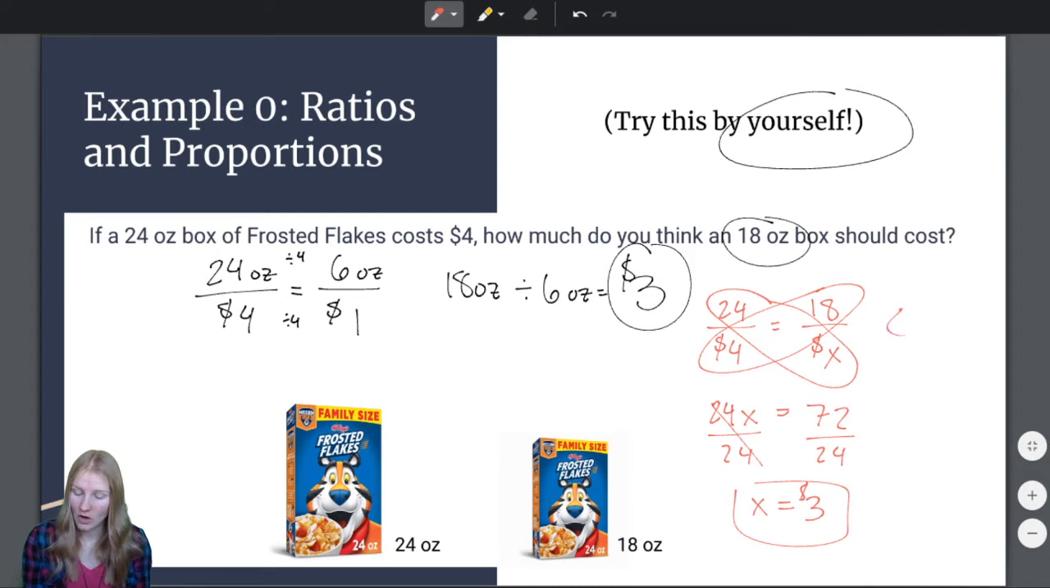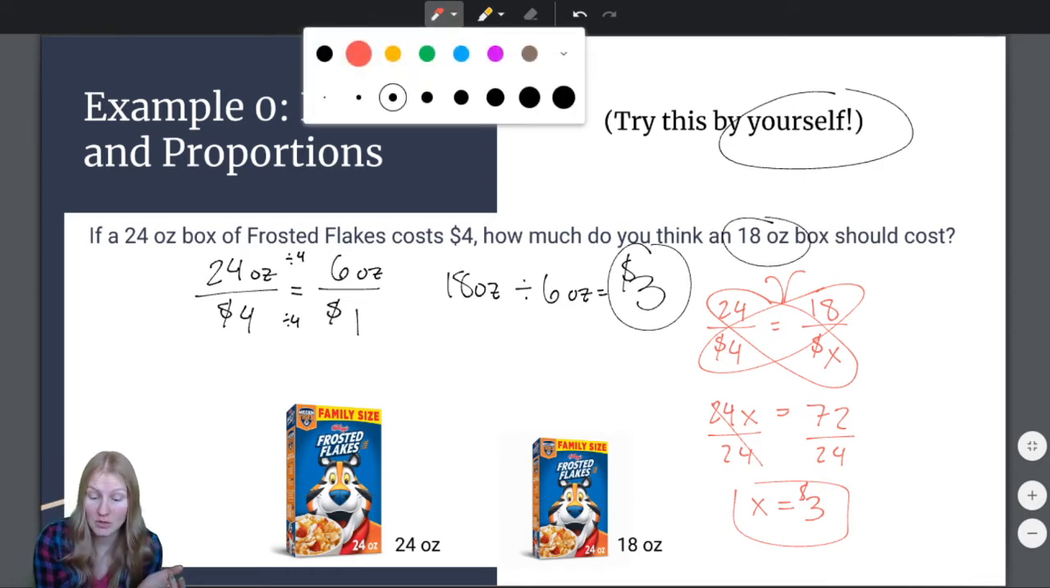I like to call this butterflies. When we cross multiply, it kind of makes a shape that looks like butterflies. So, I like to call cross multiplication butterflies, because cross multiplication sounds big and fancy, but butterflies, those don't sound scary, unless you don't like butterflies. I don't like butterflies. That's another story for another time. So, and there's actually another way you could have done this as well.